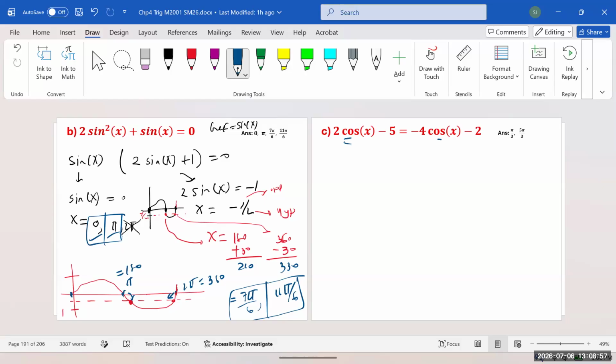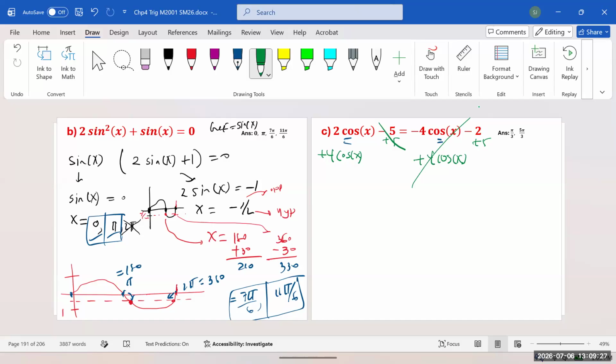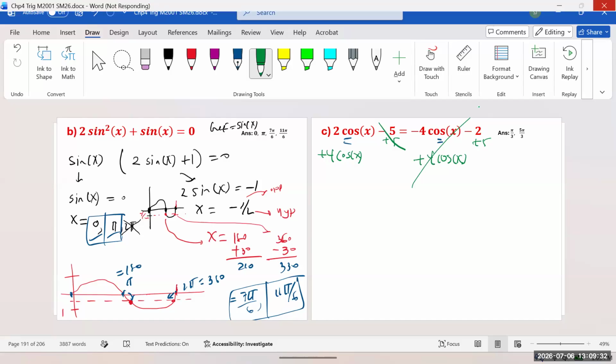We have same function, so bring function to one side, number to the other side, just like a normal algebraic equation. We are going to add 4 cosine x, so cosine will be together. And we can add 5, so numbers will be on the other side. So 2 cosine x and 4 cosine x. How many cosine x do we have? 6 of them.